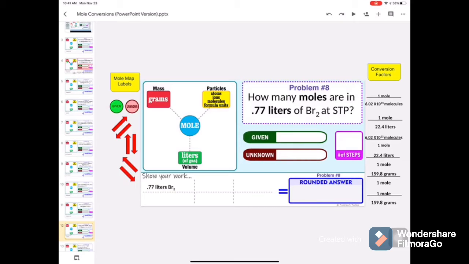So before I fly through them, just to do a 1-step and a 2-step with liters involved, I wanted to point out that here with particles, notice on your mole island sheets, I told you I don't like atom island on there because it implies that that's the only thing that you're converting to.